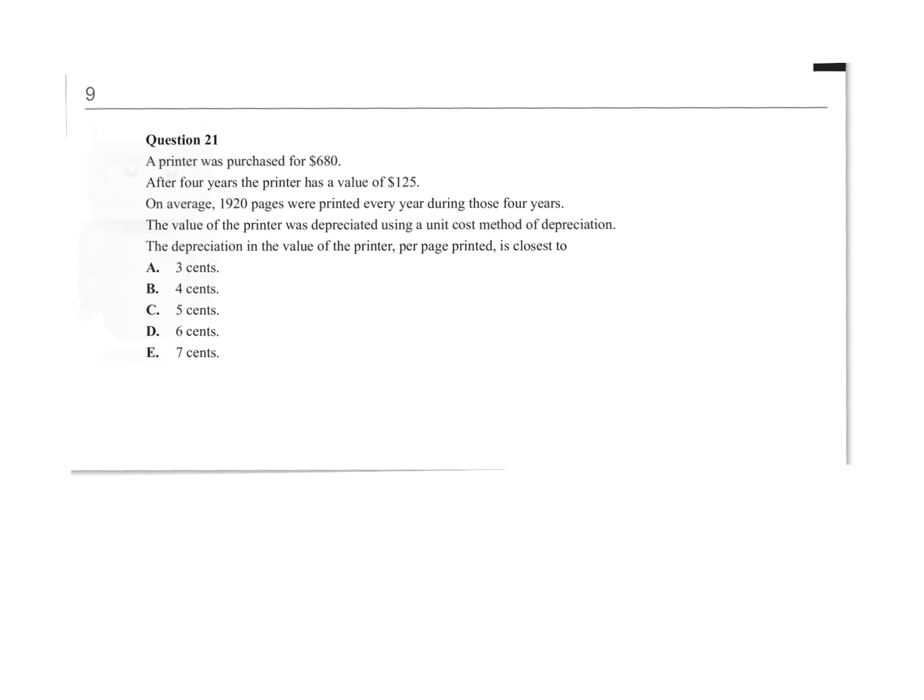Over there. Okay, question 21. The printer was purchased for $680. So when they say purchase, always good to put V0. It'll help you remember. After 4 years, the printer was at a value of that. So you could write V4 is 125. On average, 1920 pages were printed every year during the 4 years.